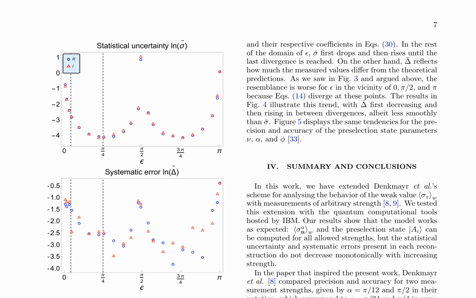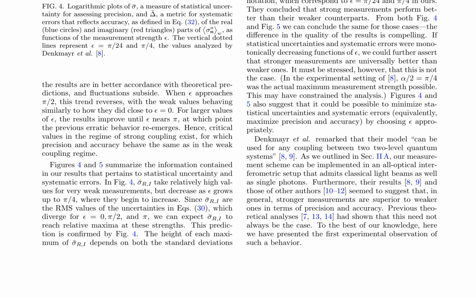The section presented discusses the statistical uncertainty and systematic errors associated with measuring the weak value of sigma A, utilizing quantum computational tools hosted by IBM. The results demonstrate that the model works as expected, with statistical uncertainty and systematic errors not decreasing monotonically with increasing measurement strength. Figures 4 and 5 illustrate the logarithmic plots of statistical uncertainty and systematic errors, respectively, as functions of measurement strength. The analysis suggests critical values in the strong coupling regime where precision and accuracy behave similarly to those in the weak coupling regime. The findings confirm predictions made by equations, emphasizing the importance of choosing appropriate measurement strength to minimize uncertainties and errors.